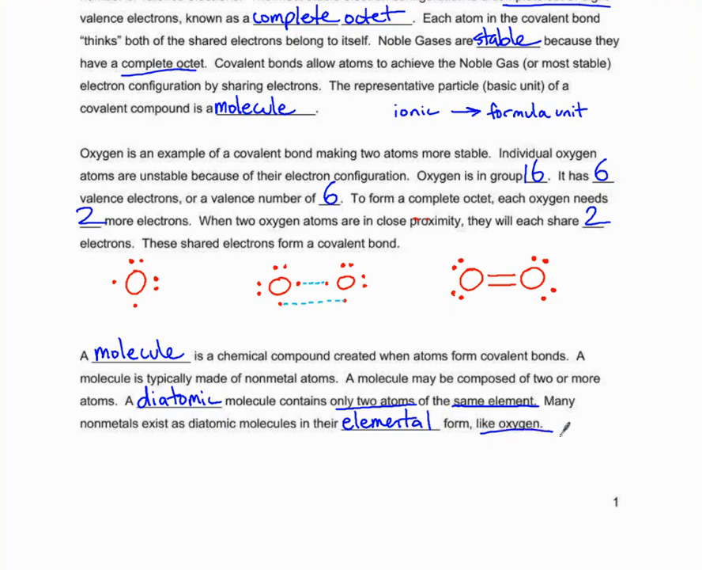So as far as the diatomic molecules go, there are some mnemonics that you can find that will help you remember them. There's iodine, hydrogen, nitrogen, bromine, oxygen, chlorine, and fluorine.